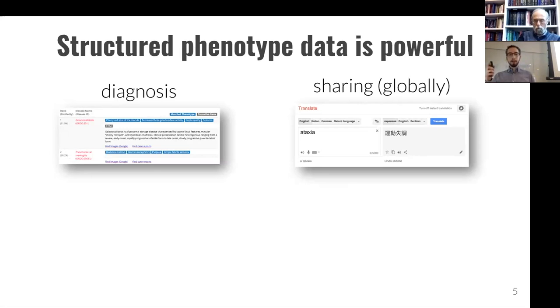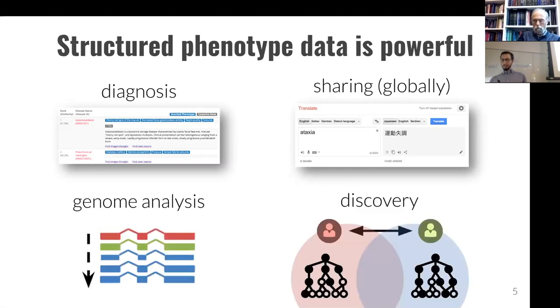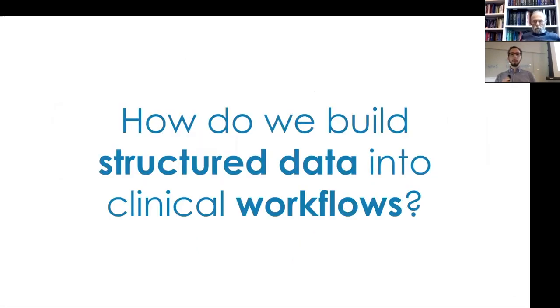There's the ability to analyze exome and genome information by prioritizing those genes or variants based on the patient's condition when we have this phenotypic information, the patient's symptoms recorded in a structured way. And it can enable us to do patient or cohort discovery. And I'll get into a little bit of that as we go through.